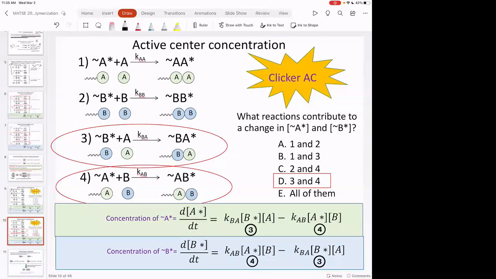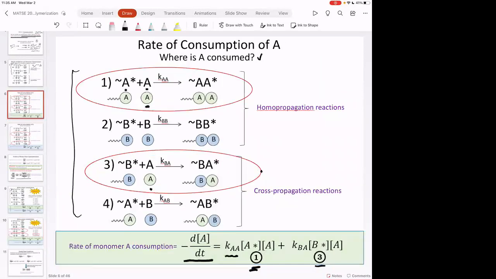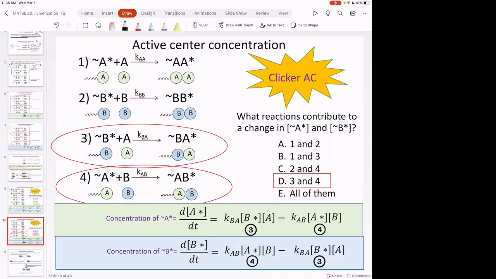Yes? Now, why are the equations we use to find the concentration of the active stars different from the ones we found earlier? Oh yeah, sorry. I misspoke. This is for the rate of polymerization or the rate of monomer consumption. This is for the change in active center, right? Yeah, sorry about that. I didn't go through that. But you sort of get it, right? Nothing happens with the active center concentration in homopropagation. It's the cross propagation where now you have a different active center.